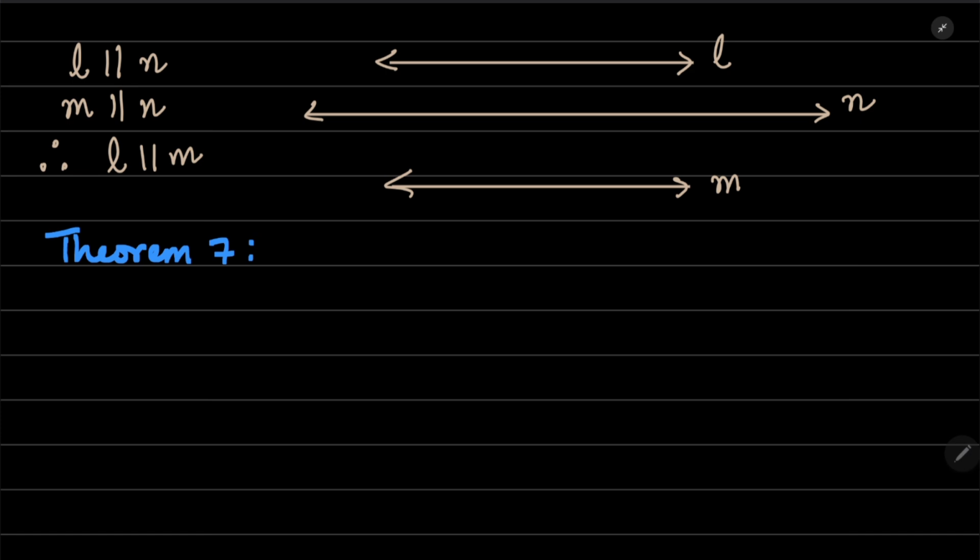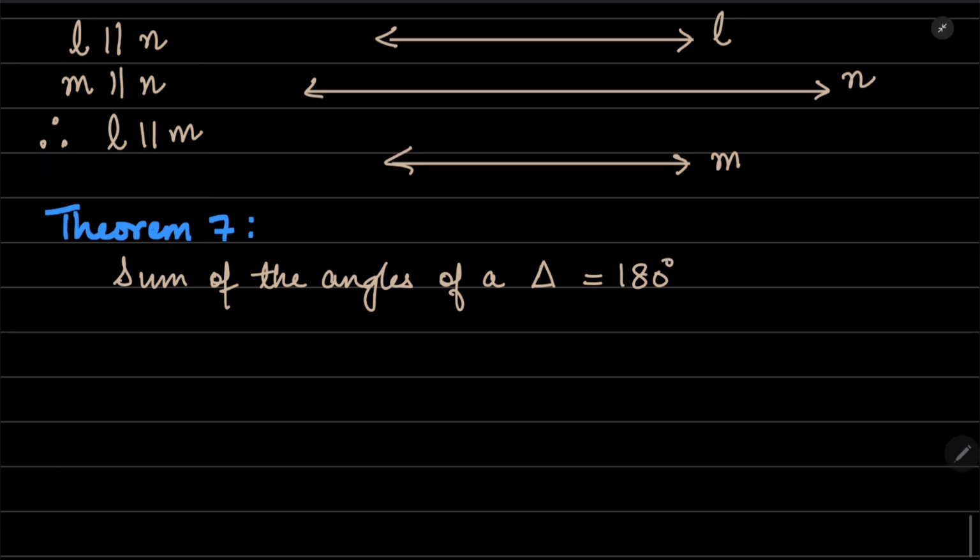What is theorem 7? Very easy. It is nothing but the sum of the angles in a triangle is 180. So the sum of the angles of a triangle is always 180 degrees. This is something which I'm sure all of you know already. Angle sum property of a triangle.